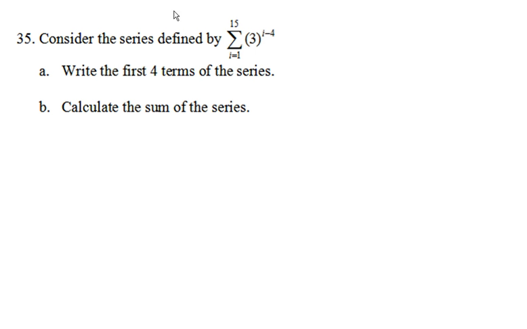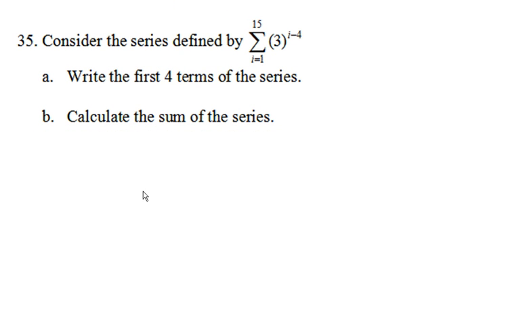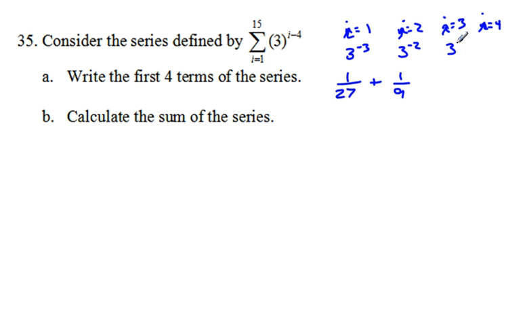All right, in our next problem here, we were given our problem in sigma notation, and we need to write the first four terms. So those first four terms occur when n equals 1, n equals 2, n equals 3, and n equals 4. Actually in this case, I should work with i since that's what's in our summation notation. So when i equals 1, I get 3 to the negative third, or 1 over 27, because it's 1 over 3 cubed. When i is 2, I get 3 to the negative 2, or 1/9. When i is 3, I get 3 to the negative 1, or 1/3. And when i is 4, I get 3 to the 0, which is 1.